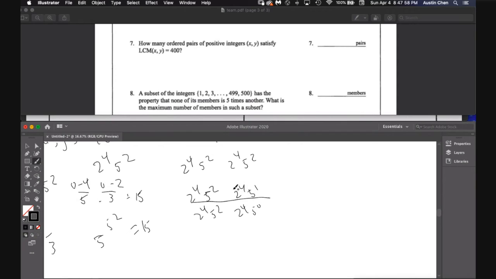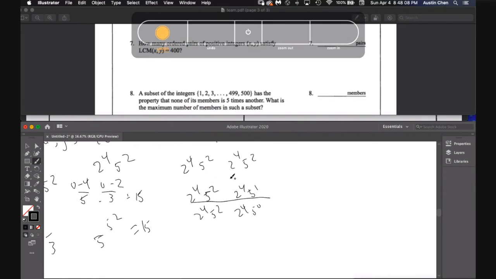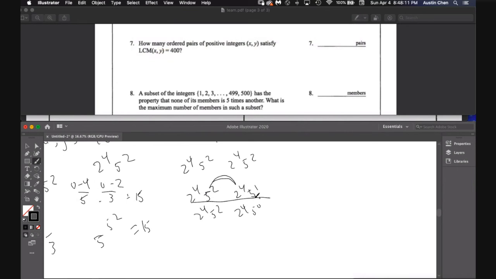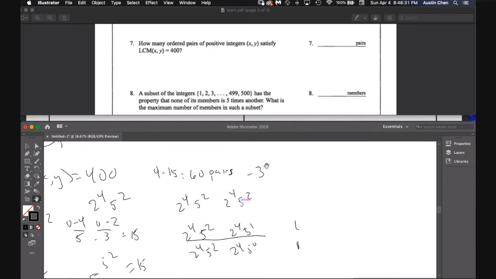This case is overcounted by where we put the 2 to the 4 and the 5 squared. We could have put the 2 to the 4 and the 5 squared here, or we could have put the 2 to the 4 and the 5 squared here. Those are two possible cases we could have counted, and we've counted it both times, right? So we've overcounted this case one time. And then same thing with this, it's the exact same thing. So we also overcounted this one time. So then we need to subtract two of those overcounts.